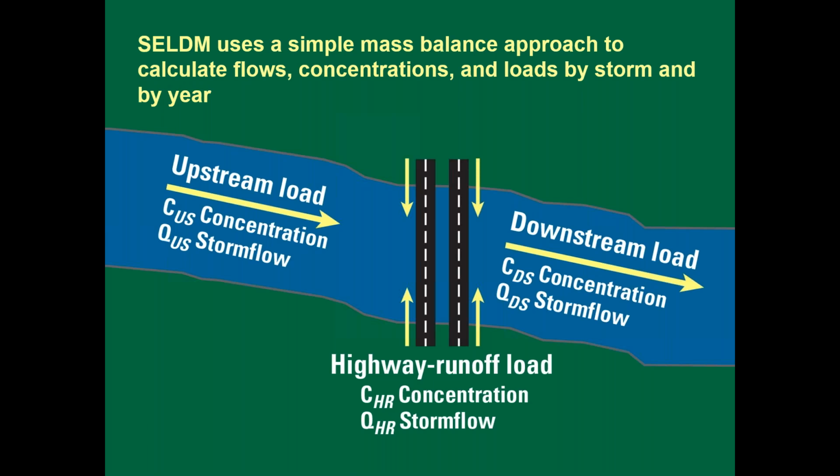SELDM has a way to model BMPs to see how you can reduce those concentrations, storm flows, and loads. And then we just add the upstream loads together to get the downstream load. We add the upstream storm flow to the highway runoff or BMP storm flow to get that downstream storm flow. And when you divide the load by the storm flow, you get those downstream concentrations.